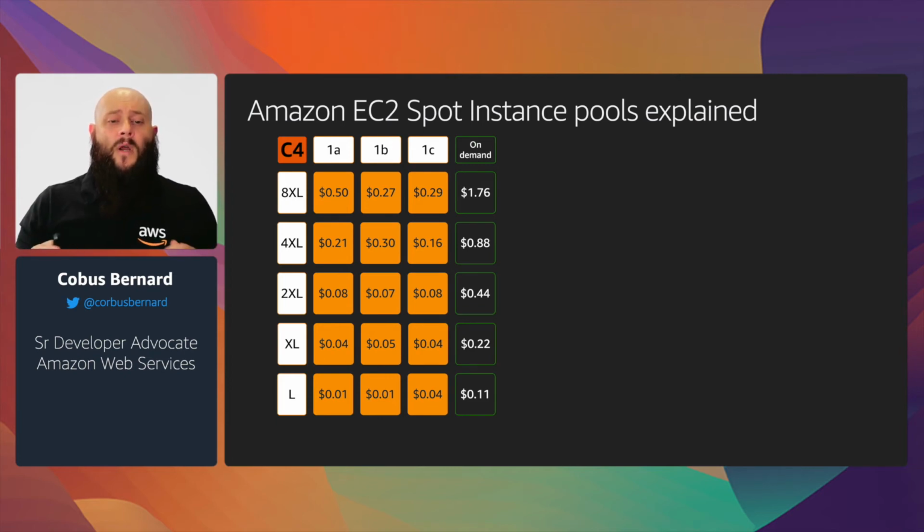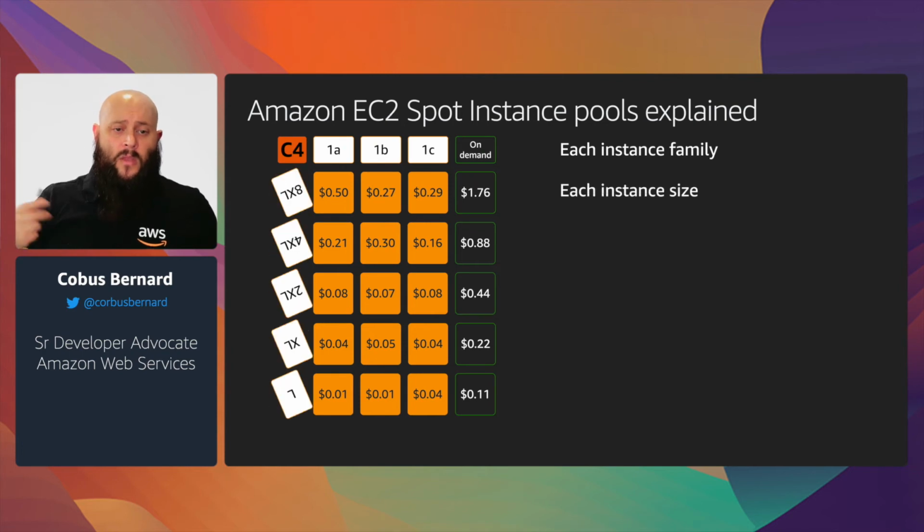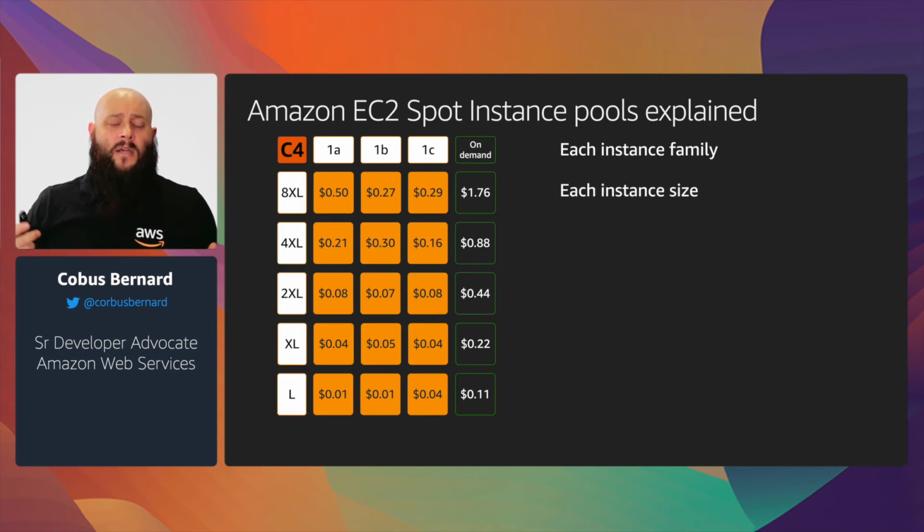So just note that the pricing for spot does differ between availability zones, as you can see in this grid. Firstly, we're going to be taking a look at the C4 family. Then we're going to take a look at the different sizes of that type of family. And then we've got the different availability zones. And then what you need to focus on is that this price changes in every single region.